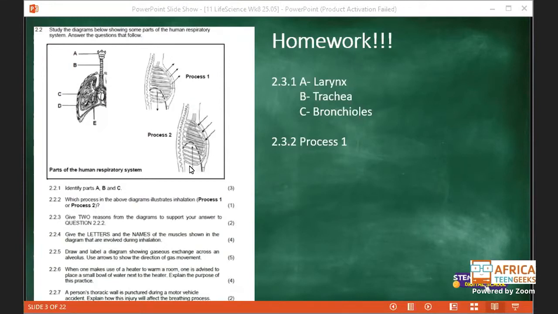Okay, and then question 2.2.3, give 2 reasons from the diagram to support your answer. So I want to hear what you guys said, your 2 reasons. You can just write 1 reason, and then maybe another student can write another. Even if you are new in class, do not hesitate to write in your answers. Don't be scared. You can raise your hand or type in the group chat. Okay, Prashani says that the diaphragm expands during inhalation.